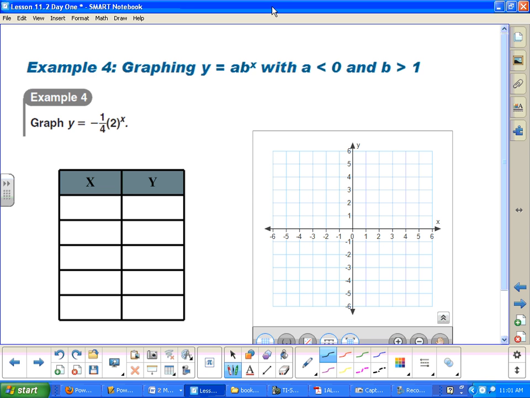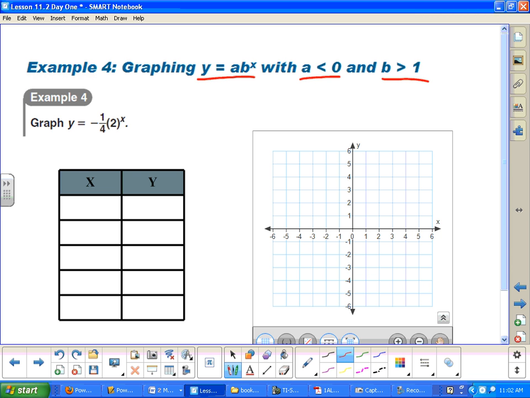Right, so still staying with lesson 11.2, looking at exponential functions, we're going to graph two different types today. In this case, we're still looking at y equals a times b to the x, but a is going to be less than 0, and b is greater than 1. So what does it mean when a is less than 0? What numbers are less than 0? Negative numbers, okay? So the value of a is going to be negative.